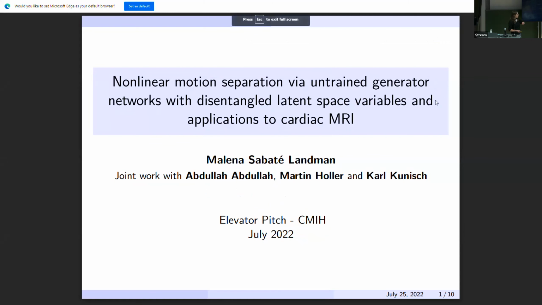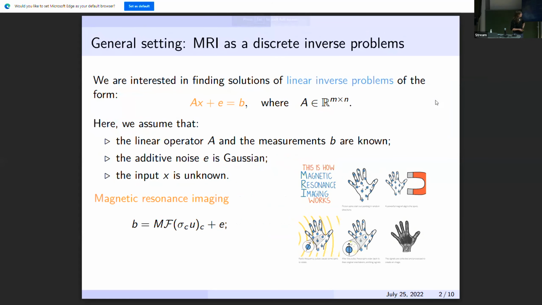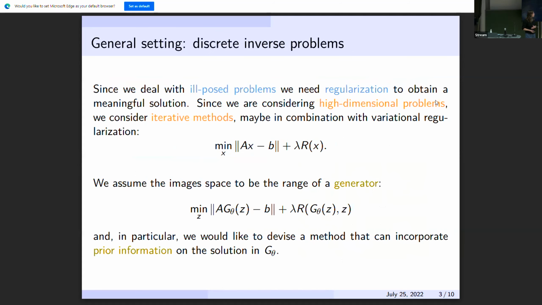Okay, so I'm going to be talking about trying to solve linear inverse problems of this form. We assume that we know the linear operator and we have some additive Gaussian noise, and we want to recover the solution X. In particular, I focus on an example in MRI. Of course, it has a subsampled Fourier transformation over some coil sensitivities, but this is a general framework that can be applied with more generality.